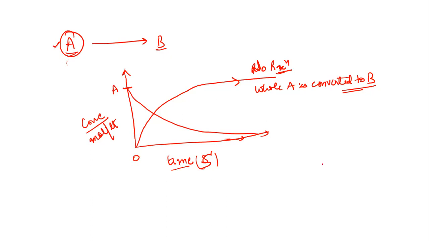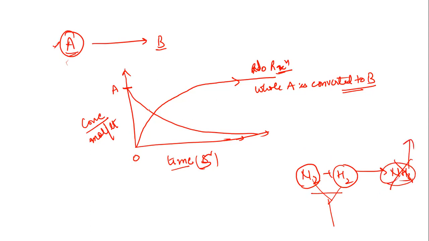Suppose you have N2 plus H2 and you are going to produce ammonia. In the starting, you have a nitrogen cylinder and a hydrogen cylinder. Both are there, but there is no ammonia because they have not started reacting. Initially, you have these two things. As their concentration decreases, the ammonia concentration will increase. As I have already told, the concentration of A, the reactant, will decrease and the concentration of B, the product, will increase. This is for the reactant and this graph is for the product.